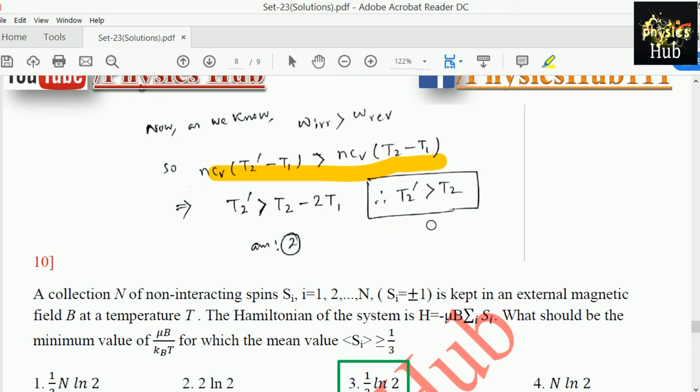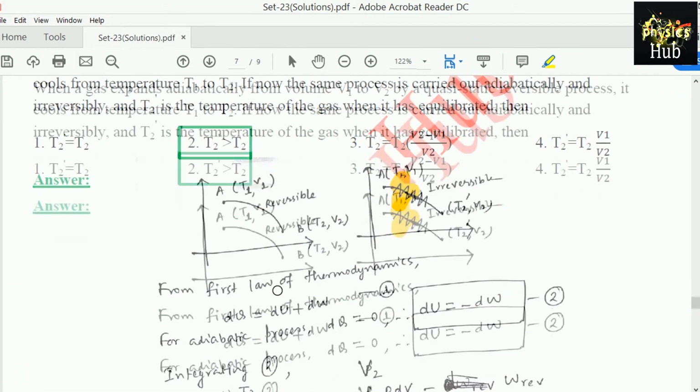Okay, so T2 prime is greater than... there is some miscalculation. When this minus T1 gets cancelled from both sides, T2 prime will be greater than T2. This is a miscalculation, sorry for that. So option 2 is the correct option.